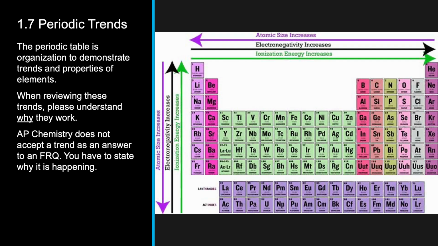The periodic table is organized to show patterns and trends in the properties of elements. However, in AP Chemistry, it's not enough to just memorize a trend. You actually have to understand why that trend happens. So when we talk about things like ionization energy or atomic radius, don't just say it increases across a period. On the actual exam, that's not going to be a full answer. You have to explain the reason, like increased nuclear charge or shielding or electron configurations, the things that actually cause the trend. And always remember, trends are the observation, but explanations are what are going to earn you points.